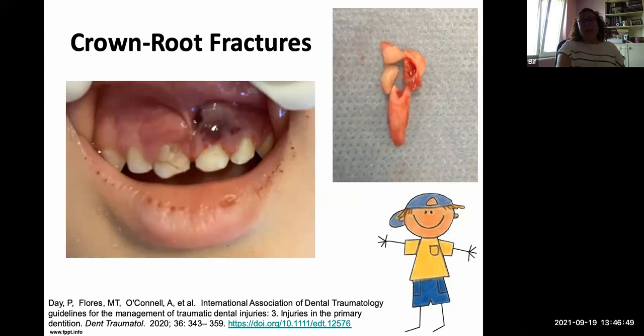Here we can see a complicated crown root fracture in a primary tooth. Because it's unrestorable, an extraction is preferred to treat the case.